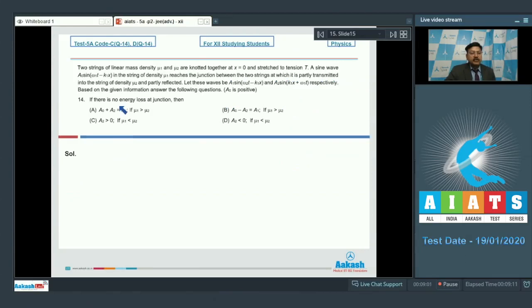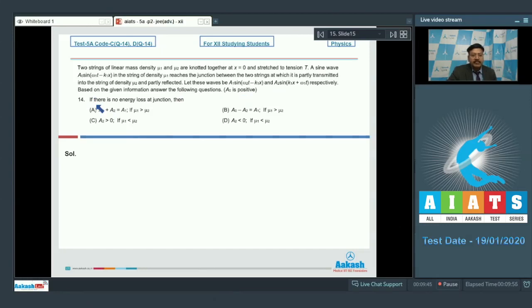Well, the paragraph for next two questions is here. It says two strings of linear mass density mu1 and mu2 are knotted together at x equal to 0 and stressed to tension T. A sine wave A0 sine omega 1t minus k1x in the string of density mu1 reaches the junction between the two strings, at which it is partly transmitted into the string of density mu2 and partly reflected. Let these waves be A1 sine omega 2t minus k1x and A2 sine k1x plus omega 1t respectively. Based on the given information, answer the following questions.